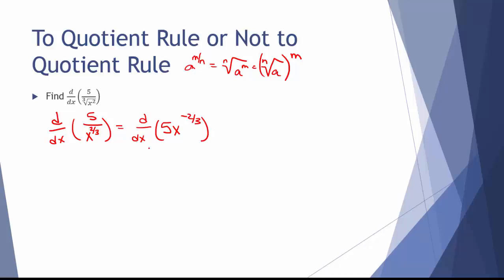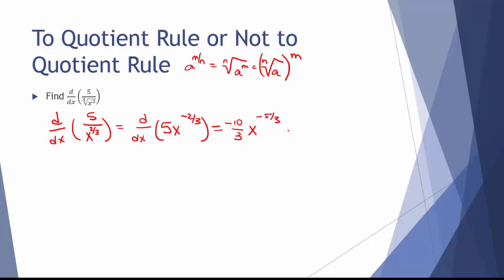Notice I'm leaving the d dx here because I have not taken the derivative of this yet. Now that I have it rewritten to where I can apply power rule and the constant multiple rule, I'm going to go ahead and take the derivative. So I will drop the d dx. I will take 5 times the negative 2/3 for negative 10/3 times x raised to the new power of negative 2/3 minus 1, which is negative 5/3.